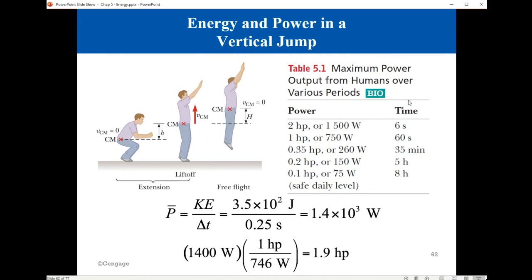From this table, we see that for human activities, the power drops with time. Like here, the first 6 seconds, the power, which is the energy rate of consumption or production, 1500 watt. After 16 seconds, it dropped to 750 watts. After 8 hours, it drops to 75 watts. Okay, this is the safe daily level of energy that we can provide with our activities.